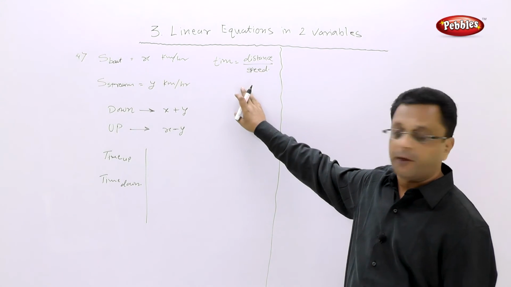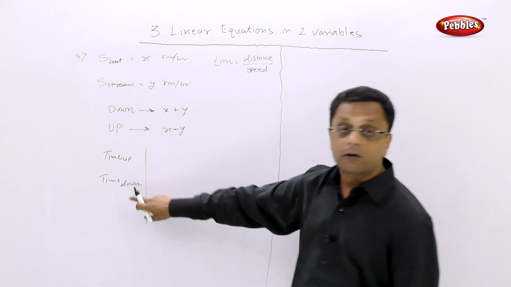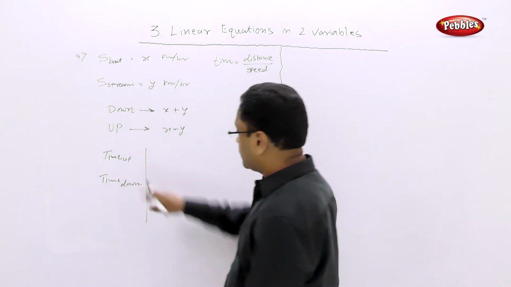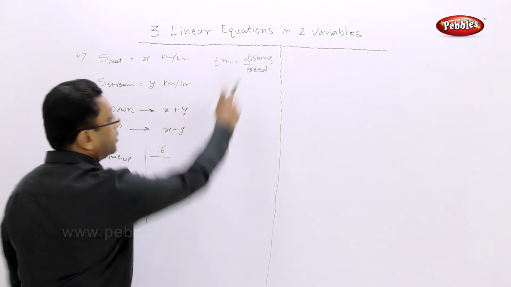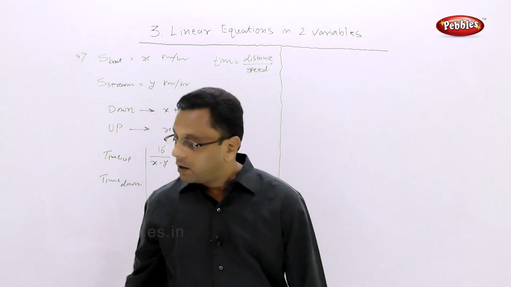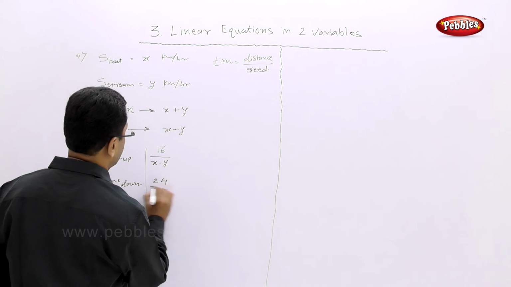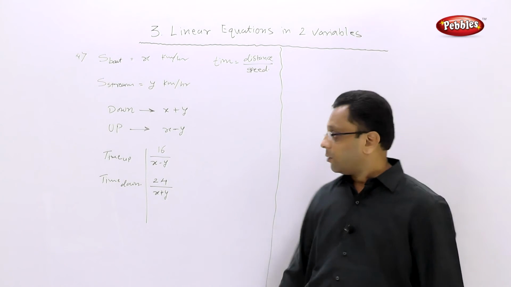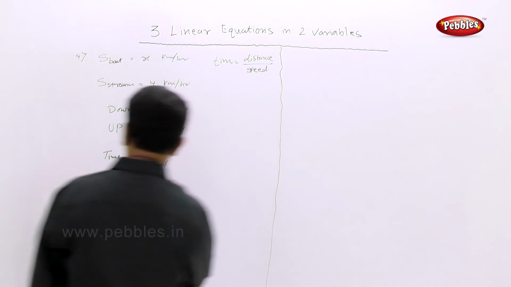Time is equal to distance upon speed. Now let us say what will be the time taken for the upstream and what will be the time taken for the downstream. Now the problem says that 16 kilometers upstream means 16 distance upon speed, which is x minus y, and 24 kilometers downstream is x plus y. Okay, but the total time taken for this is 6 hours.